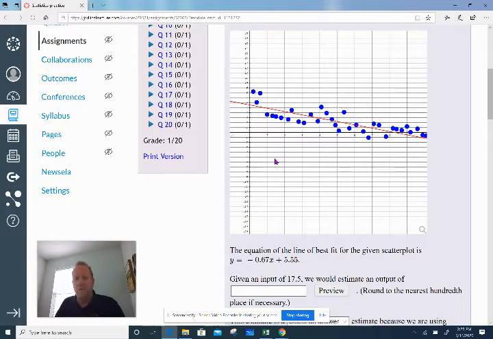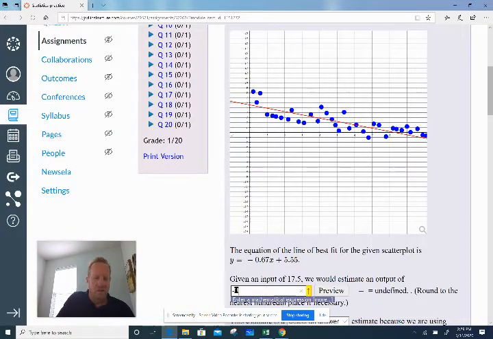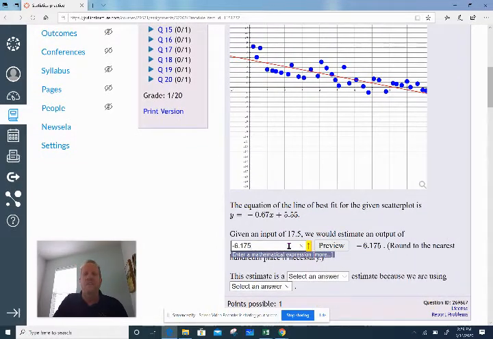So here we go. We're going to plug in my equation. Y equals negative 0.67 times 17.5 plus 5.55. My answer is negative 6.175. Like I said, if you put that in there, it's still fine. Or you could go ahead and round it up to 6.18. We're going to go ahead and round it up because it says round to the nearest hundredth.